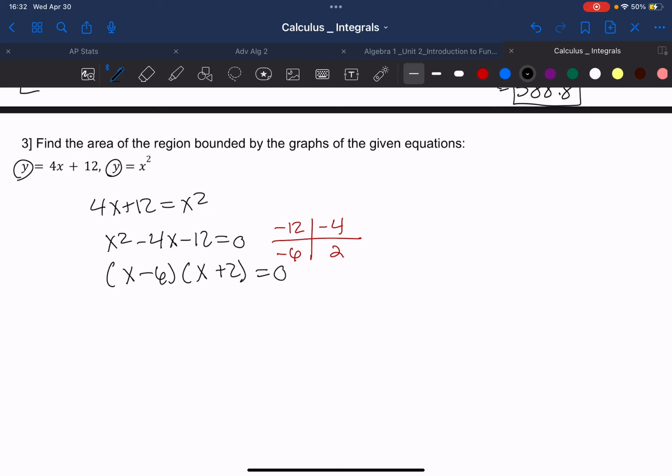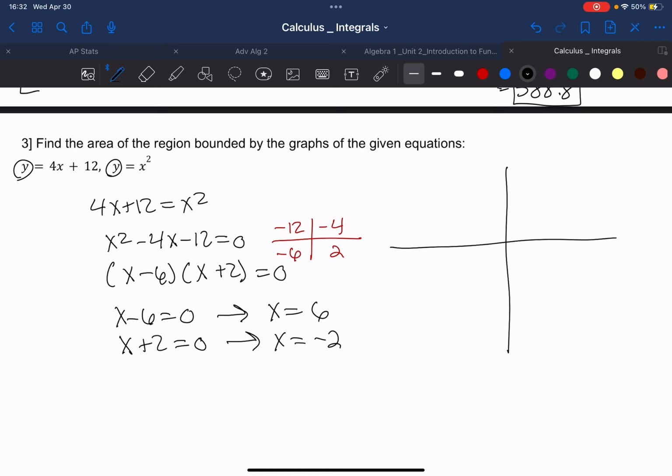And then my intersections is just setting them separately equal to 0. So x minus 6 equals 0 implies that x equals 6, and x plus 2 equals 0 implies that x equals -2. So now off to the side, I'm going to draw a graph here. So I know that I have a quadratic here. So this is my y equals x squared. And then I know I'm going to have an intersection here at -2 and then around here at 6. So this line here is going to represent my y is equal to 4x plus 12.